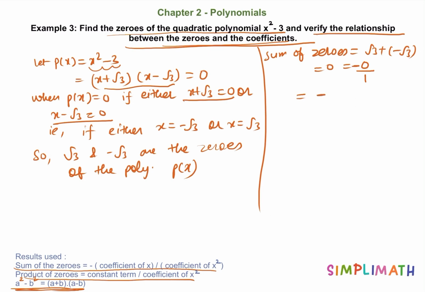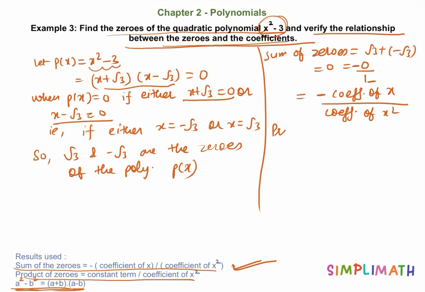So I can write this as minus of, we know here the coefficient of x is 0, so I can write this as minus of coefficient of x, and 1 is the coefficient of x², so coefficient of x². So this part is proved.